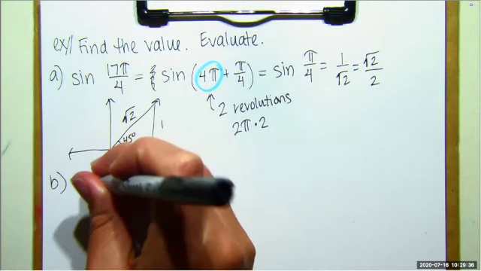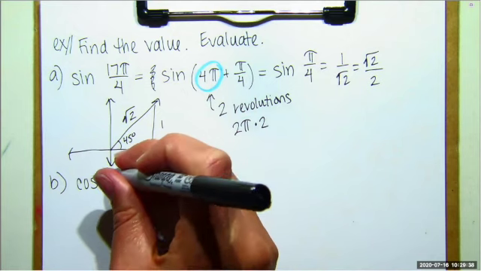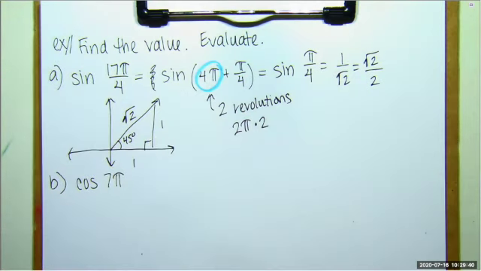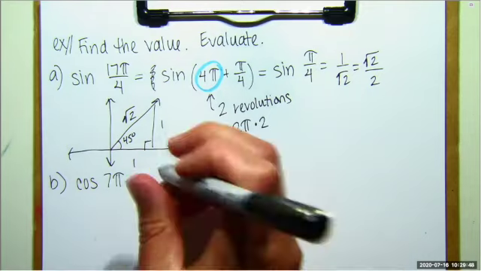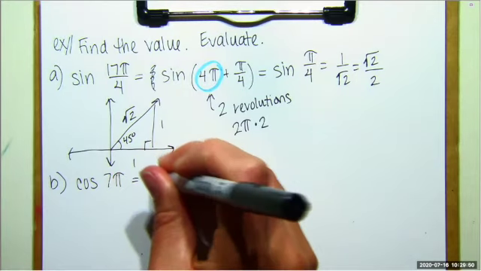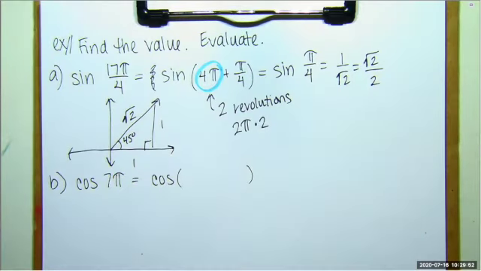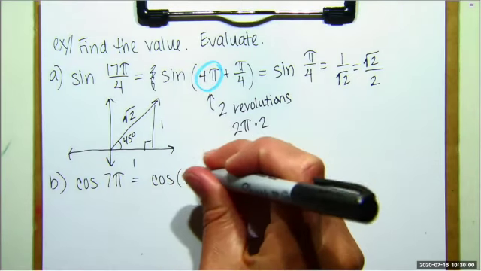Next one, let's do cosine of 7 pi. Again, cosine is periodic. Help me out with this one. What's the period of cosine? Shout it out. 2 pi? Okay, so I want to rewrite this as some multiple of 2 pi plus something else, and then the multiples of 2 pi I can pull out. So 7 pi, I can write as 6 pi plus 1 pi.